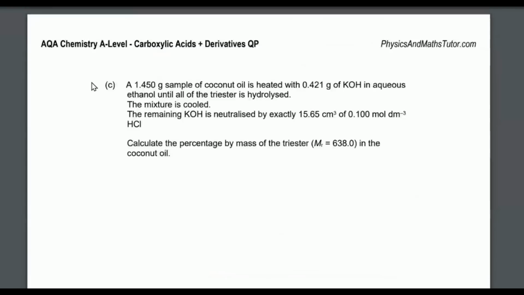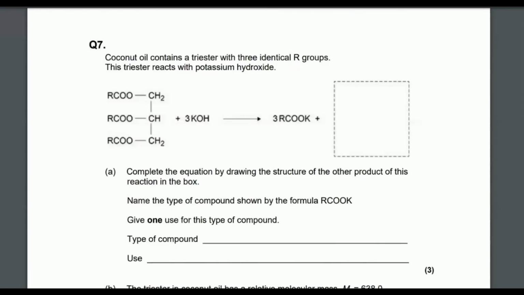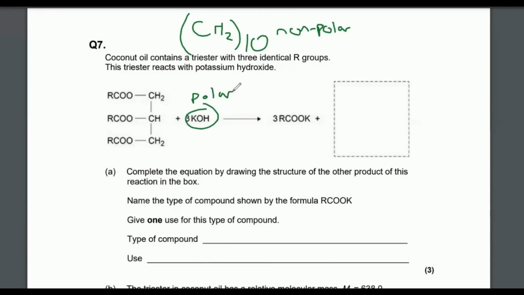Suggest why aqueous ethanol is a suitable solvent. Okay, so why is ethanol a suitable solvent for this reaction? Well, if you check out triesters, we've already found out earlier in the question that there's a CH2 bit, CH3, CH2 10, the R group. And that's going to be fairly non-polar, right? There's no positive and negative elements, delta positive, delta negative there.